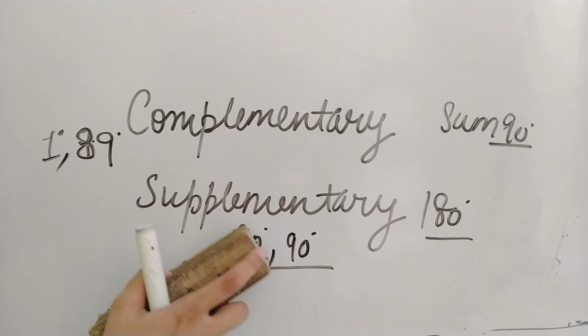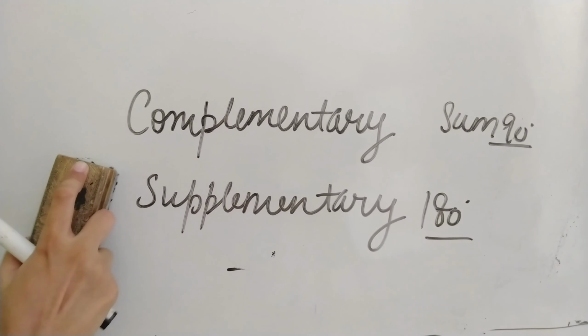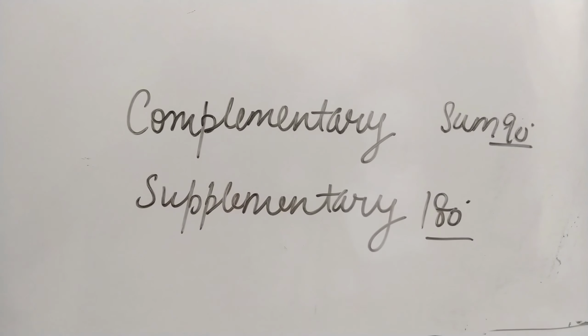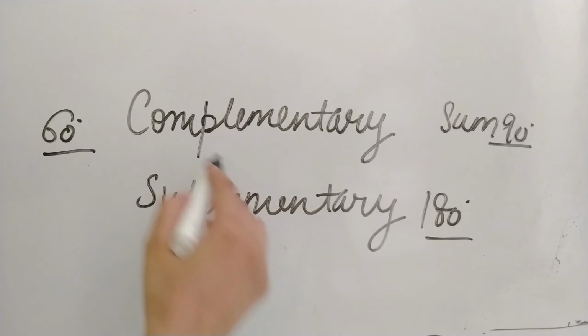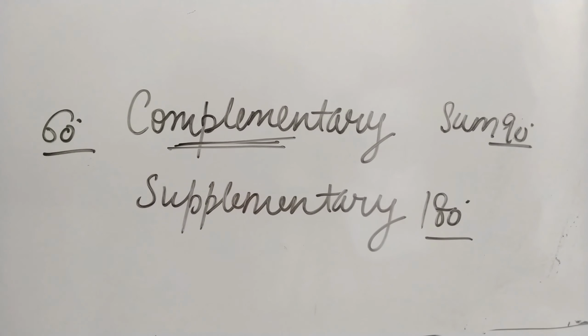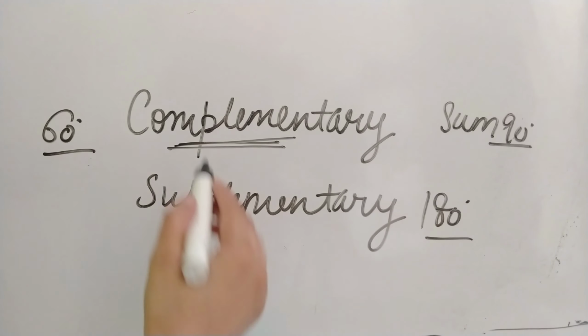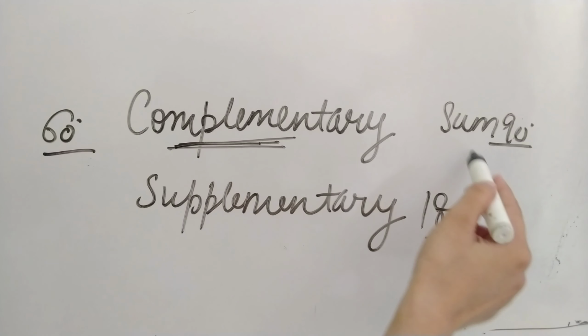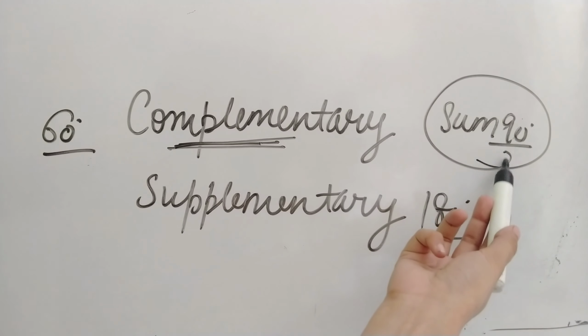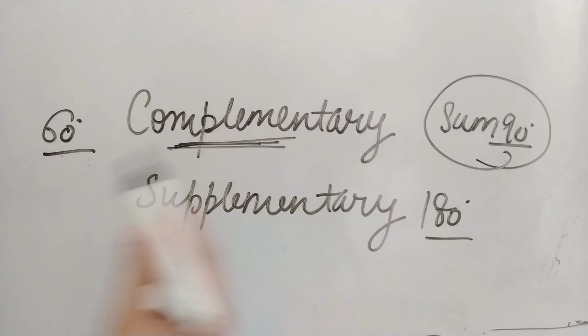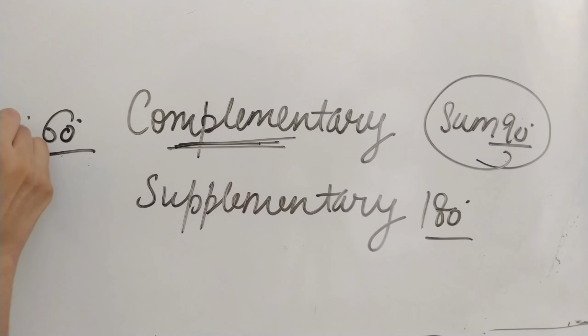Now the question in your exercise is like this. They will provide you one single value, for example 60 degrees, and they will ask you to find the complement of this angle. If you have to calculate the complement, remember the sum must be 90 degrees. So simply subtract this value from 90 degrees and you will get the other pair, that is 30 degrees. So 30 degrees is the complement of 60 degrees.